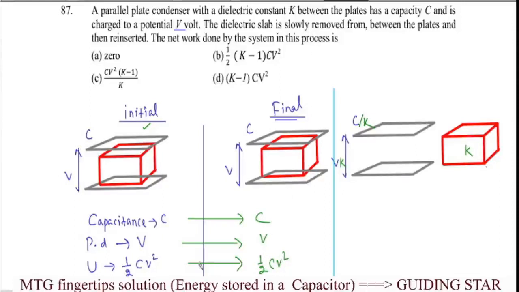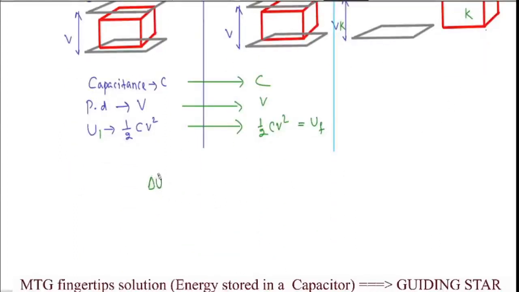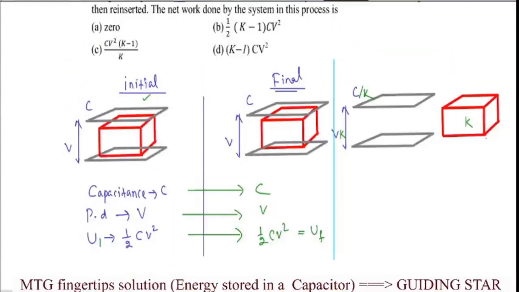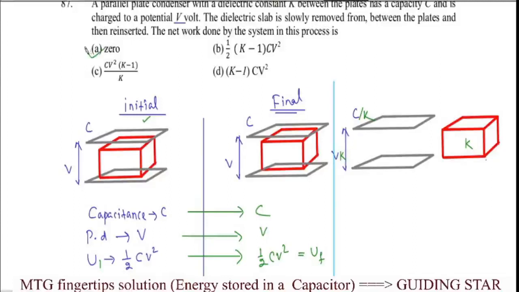So net work done is nothing but this is the initial potential energy and this is the final potential energy. Then difference in potential energy delta U will be, or work done will be nothing but change in potential energy. So it will be U final minus U initial and that will be 0. Clear? So work done in this process will be how much? In this process work done will be 0.